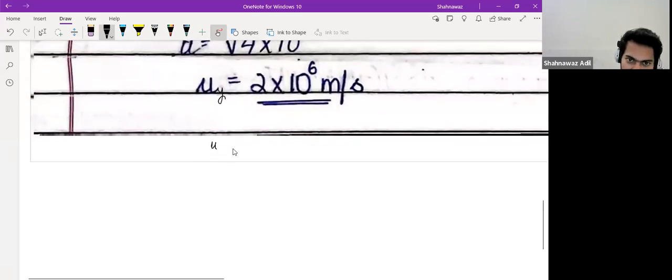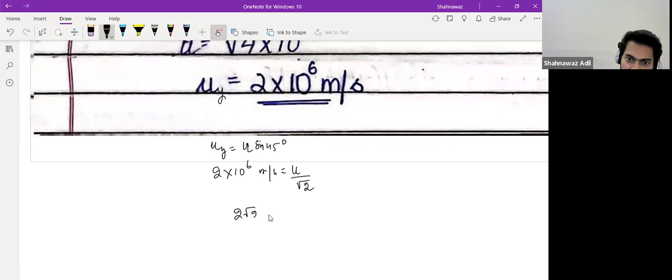uy is u sin 45 degree, right? So uy, this is 2 into 10 to the power 6 meter per second. And this u you need to calculate, and sin 45 is how much? So this would be 2 root 2 into 10 to the power 6 meter per second. Okay.